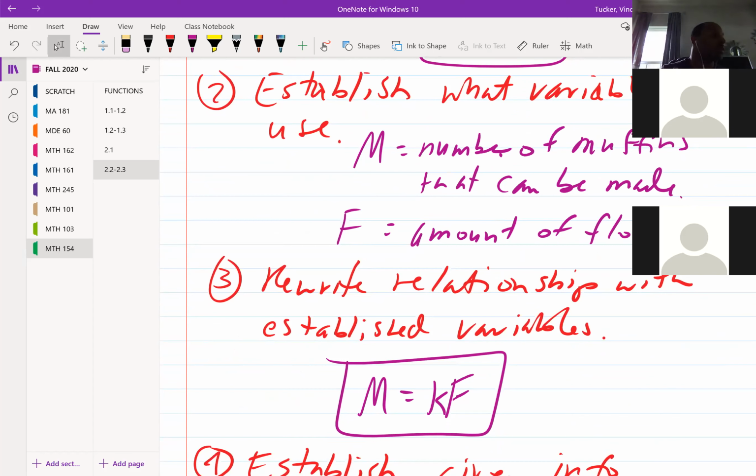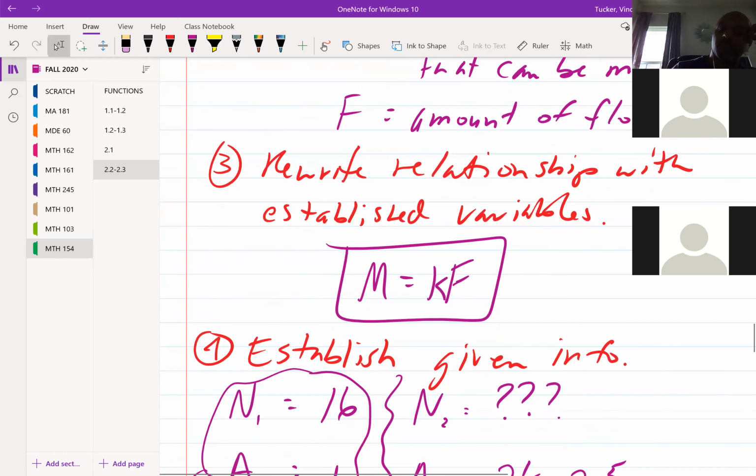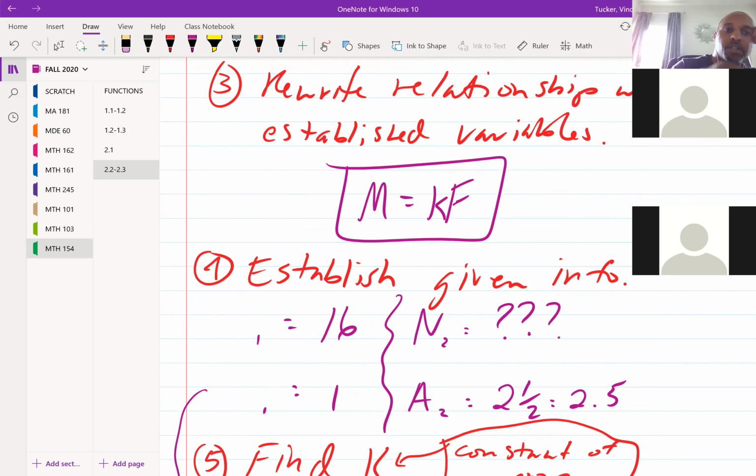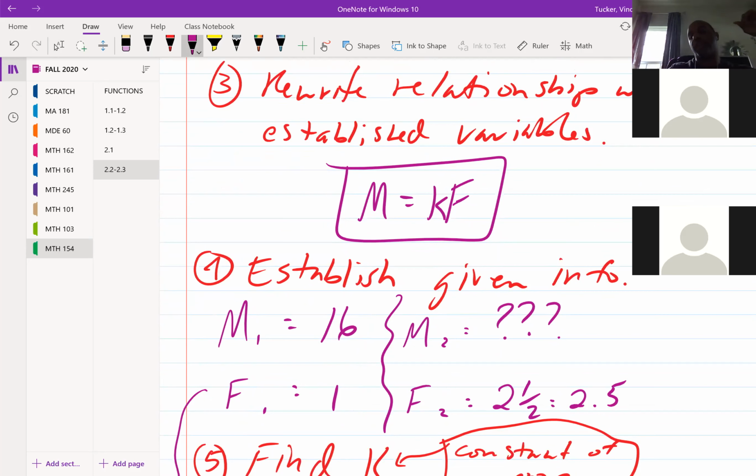All right, questions? All right, so you want to establish your given information. The first one, they gave us the number of muffins made is 16. The amount of flour used is 1 cup. Then they ask us how many muffins can be made if you have 2.5 cups of flour.